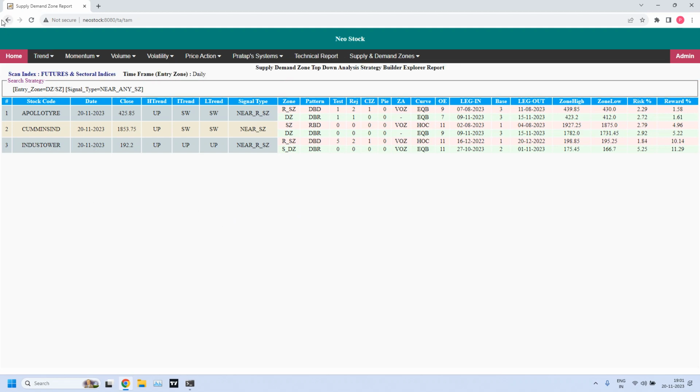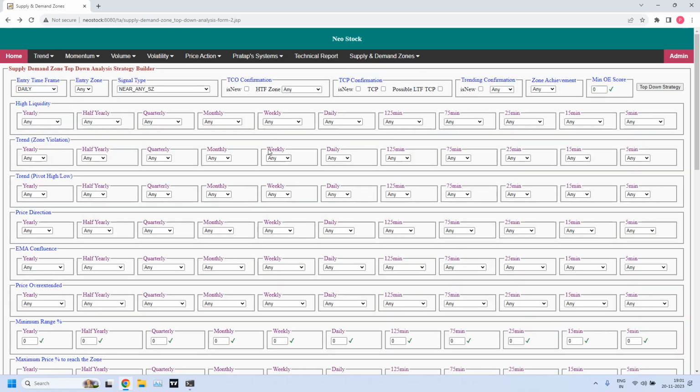So let me go back. And let us generate the bullish and bearish setup based on the daily time frame. Probably these reports you won't get tomorrow and the day after tomorrow. I will be posting only stocks near demand and supply zones in the Telegram group.